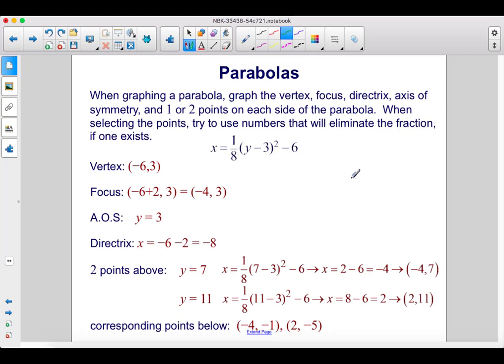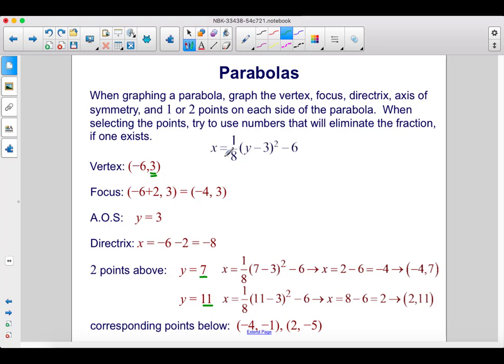When graphing a parabola, graph the vertex, focus, directrix, axis of symmetry, and 1 or 2 points on each side of the parabola. When selecting the points, try to use numbers that will eliminate the fraction if one exists. Alright, so since our vertex is at -6, 3, our y value is 3, let's pick 2 points above on the parabola and 2 points below. So we're going to add 4 to this y value and we get 7. And if we add 4 more, we get 11.